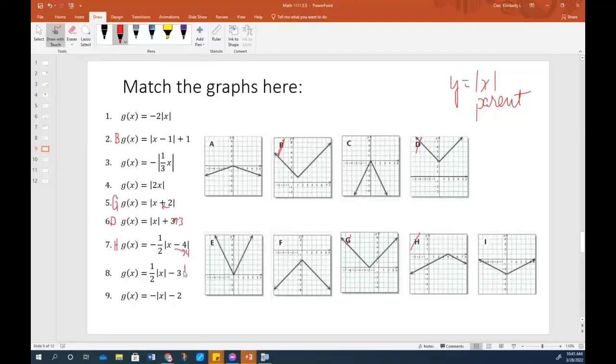This one has been moved down 3. I know there's something different about the shape because of the 1/2, but focus on the easy parts. It's been moved down 3. So down 3 is right here at I. That's the only one we have that's been moved down 3. Okay, so that one's I.